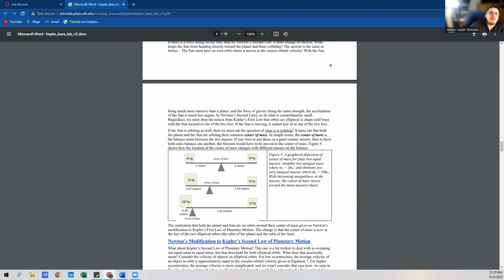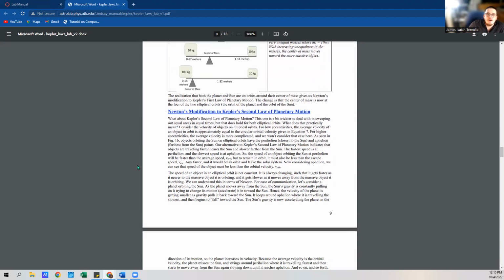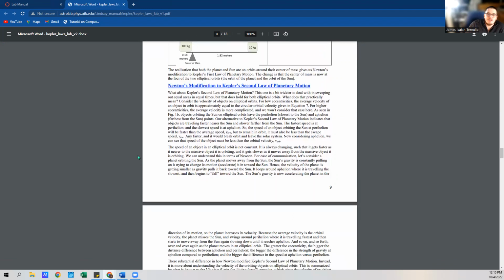So if we move along to Kepler's second law, Newton's modification here came in the form of understanding that the velocity of both bodies in orbit... I'm sorry. Okay, here we go.